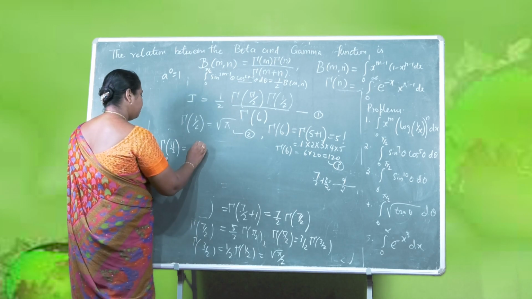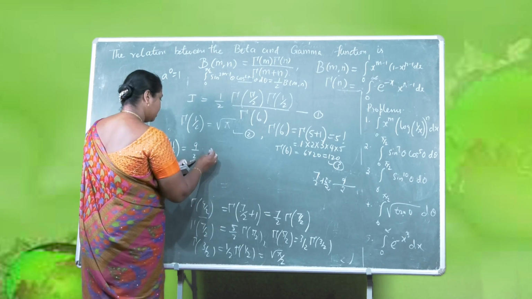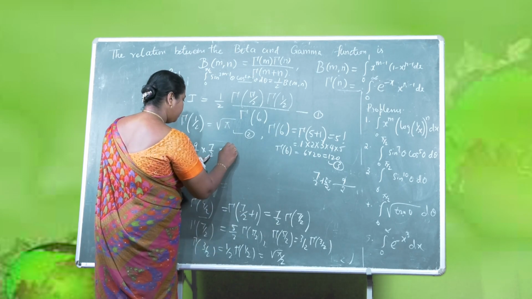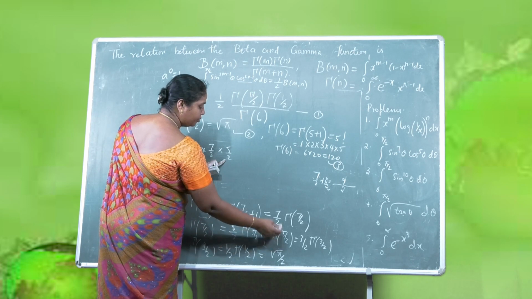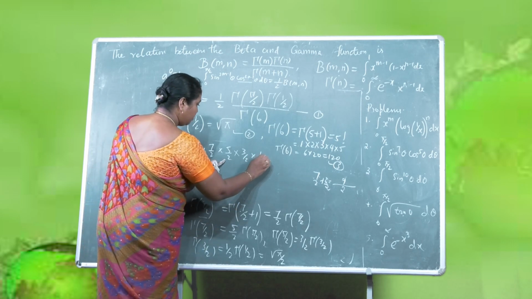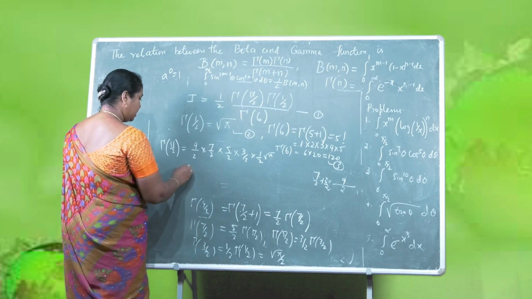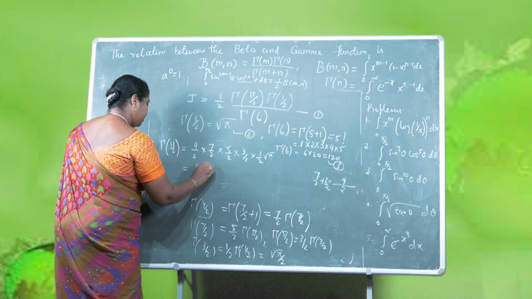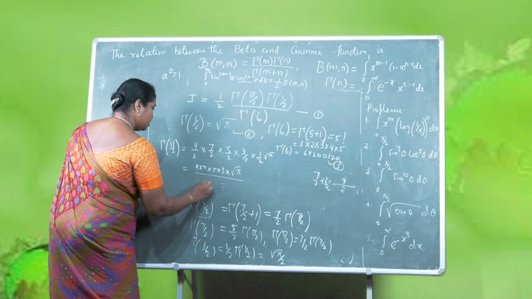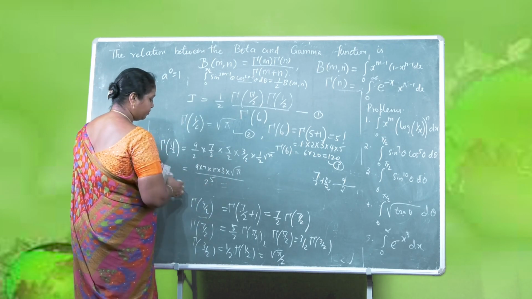So gamma of 11 by 2 is nothing but 9 by 2 into gamma of 9 by 2. But what is gamma of 9 by 2? It is nothing but 7 by 2 into gamma of 7 by 2. What is gamma of 7 by 2? 5 by 2 into gamma of 5 by 2. But what is gamma of 5 by 2? It is 3 by 2 into gamma of 3 by 2. What is gamma of 3 by 2? It is 1 by 2 into root pi. Okay, so now if you make it a calculation, this is nothing but 9 into 7 into 5 into 3 into root pi divided by 2 power 5. 2 into 2 into 2, 5 times, so 2 power 5.